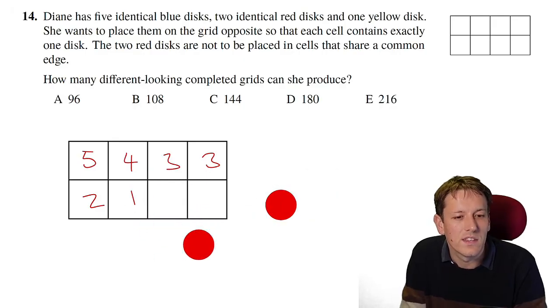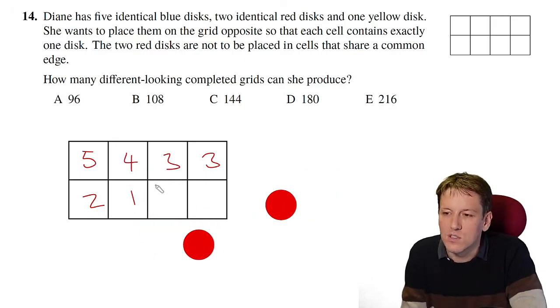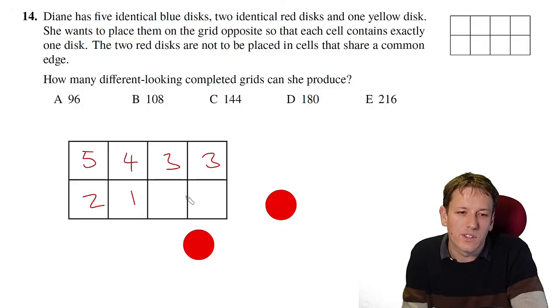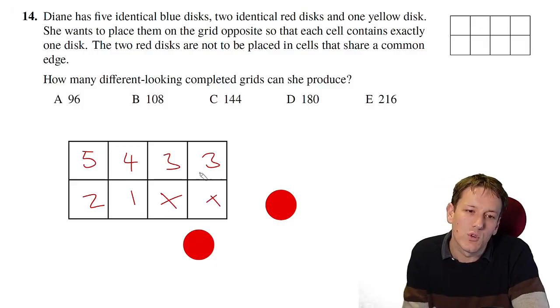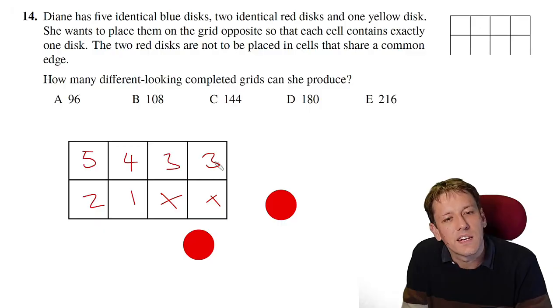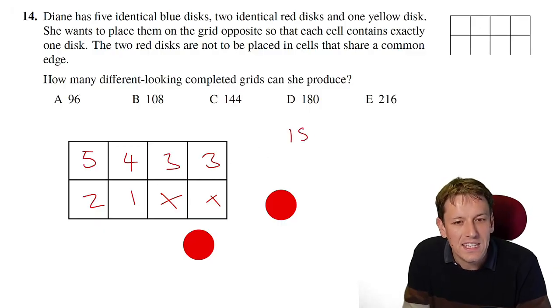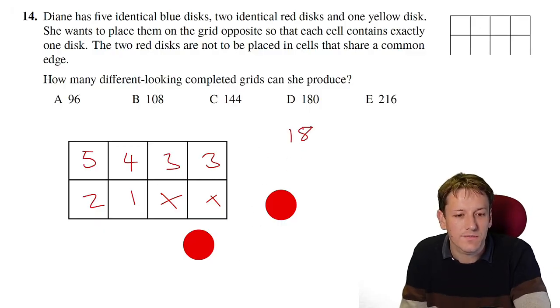And then there's no way that uses these 2 without using one of the other ones because I'd have to put them here and here, but they'd be next to each other, so there's no more. So there'd be 5, 9, 10, 11, 12, 13, 14, 15, 16, 17, 18 ways of positioning the red discs.